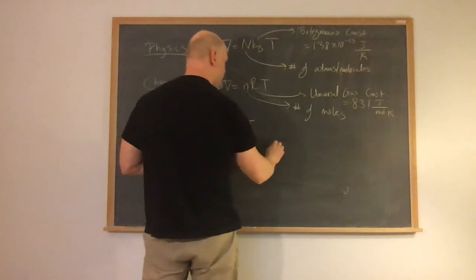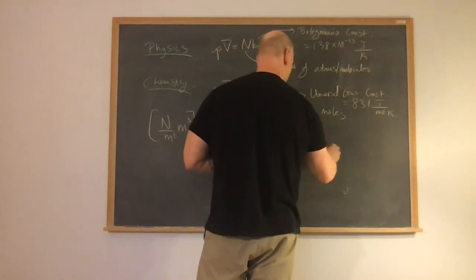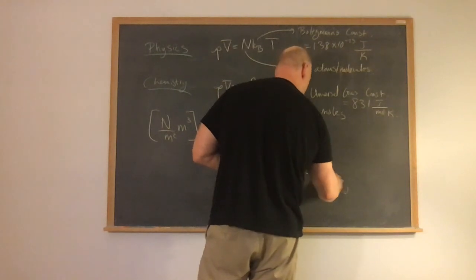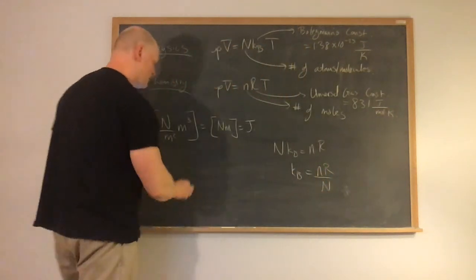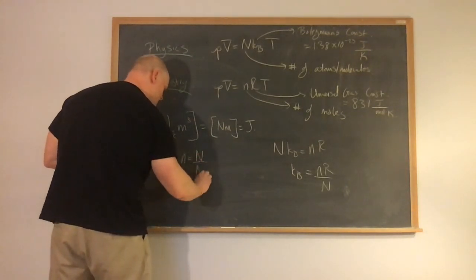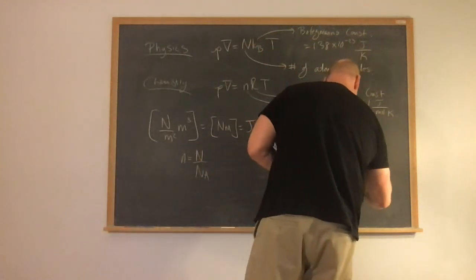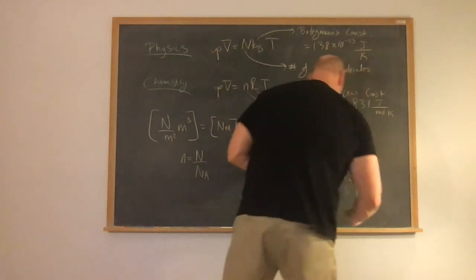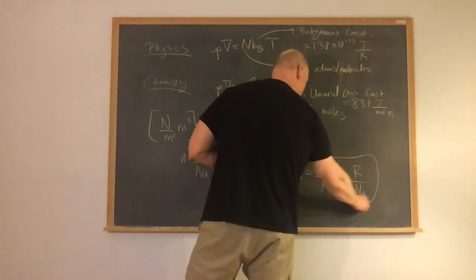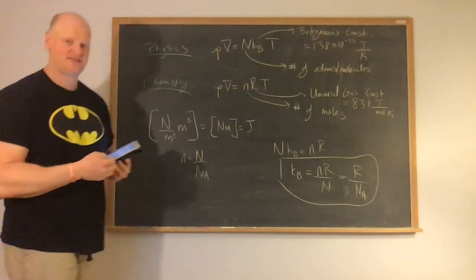These two expressions have to be the same. So I get that N times Kb must be equal to n times R, which means that Kb is simply equal to n times R divided by N. But remember that a mole is equal to what? The number of molecules divided by Avogadro's number. So this is the same thing as R divided by Avogadro's number. This is actually the definition of Boltzmann's constant: the universal gas constant divided by Avogadro's number. But again, the point is that these things say exactly the same thing.